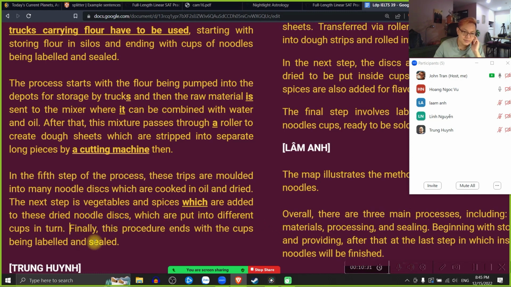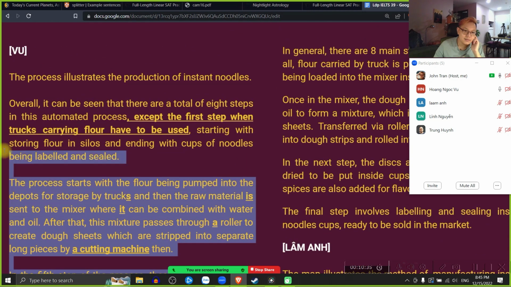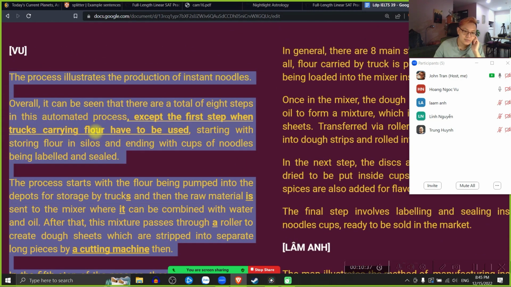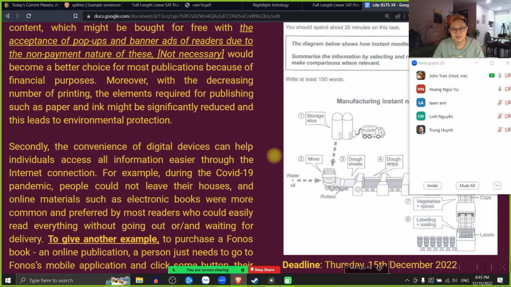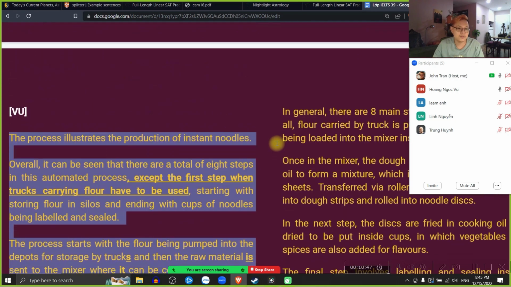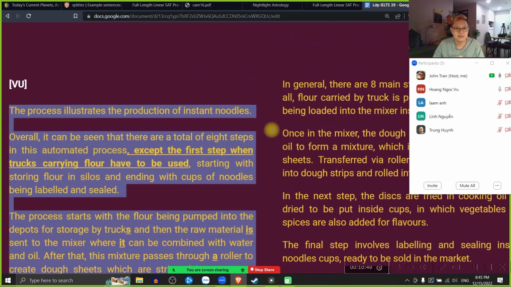Finally, this procedure ends with the cups being labeled and sealed. Okay, which I think sounds really good. Very smooth. Nghe rất smooth, nghe rất là mượt mà luôn á. I think 6.5, something like that. Sai có mấy chỗ. Yeah, I think about 6.5. Mình nghĩ là khoảng 6.5.